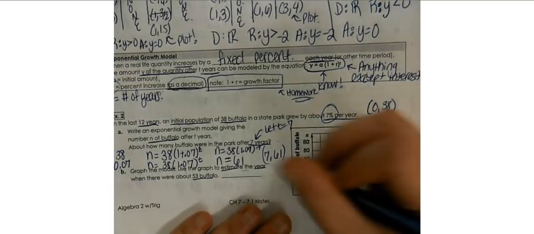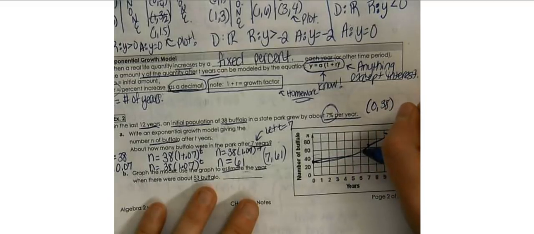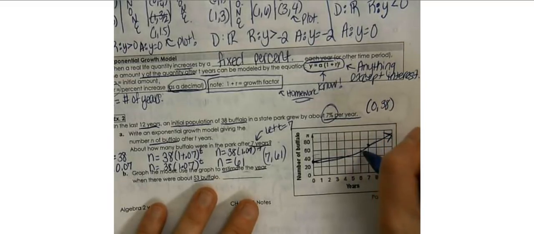I'm going to just connect these 2 points and have an arrow going through. So it looks like an increasing J. If I were to regraph this, there we go. Now we want to estimate when there were about 53 buffalo. So 53 buffalo would be somewhere in the middle. It looks like that would be right around 5, 6 years. So somewhere in between here, 5, 6 years.